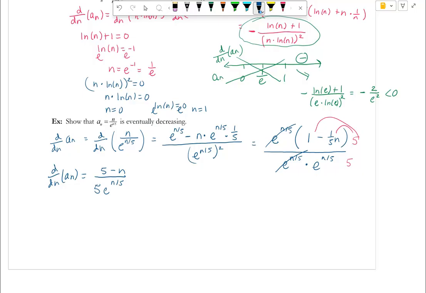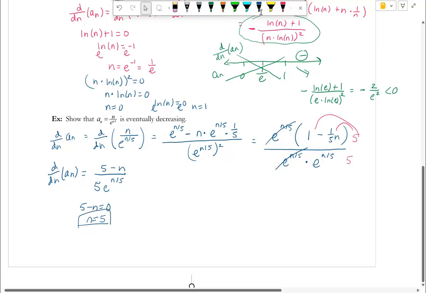All right, and again, we want to look for critical values. So we want to look for where our numerator or denominator is 0. So if 5 minus n is 0, this happens when n is equal to 5. So that's the input that will make our derivative 0. And for our denominator, I know 5e to the n over 5 is never going to be equal to 0 because that's an exponential expression and e to some power is never going to be 0. So I only have this one critical value of n equals 5.